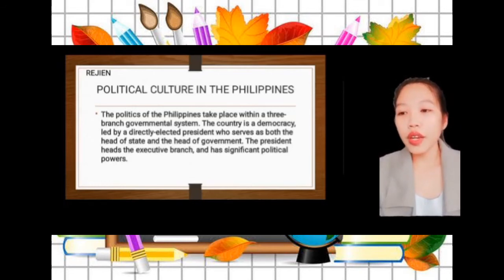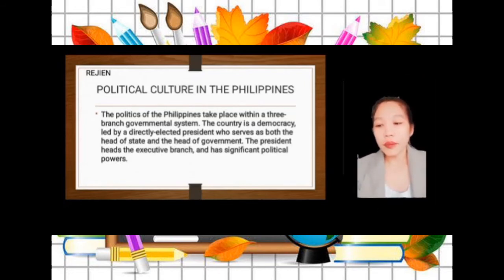There is a three-branch government system: first, the executive branch, second, the legislative branch, and third, the judicial branch. The legislative branch makes laws, but the president in the executive branch can veto those laws with a presidential veto. The legislative branch makes laws, but the judicial branch can declare those laws unconstitutional. The President of the Philippines is elected by direct vote of the people and has a term of 6 years with no provision for re-election.